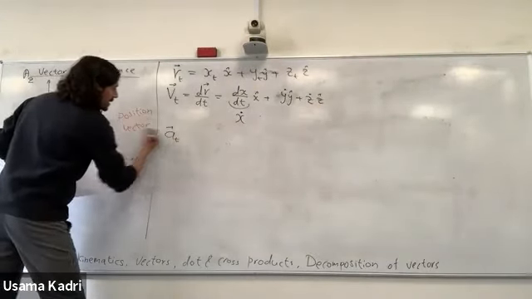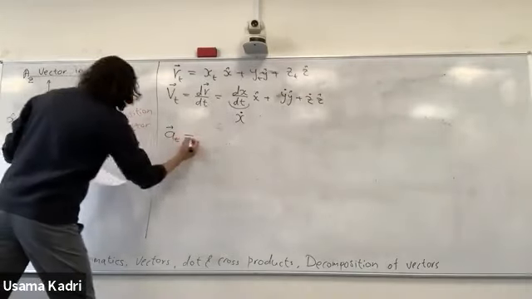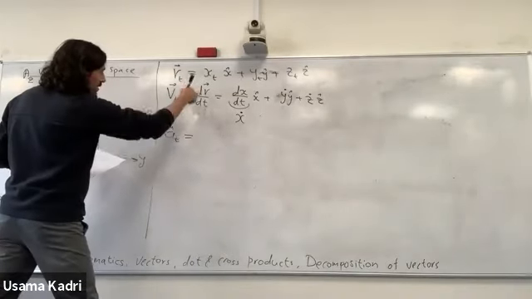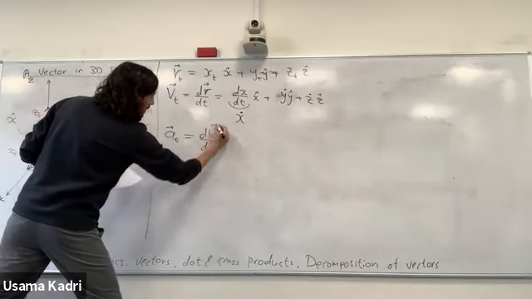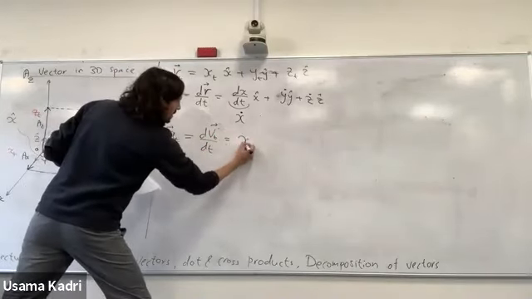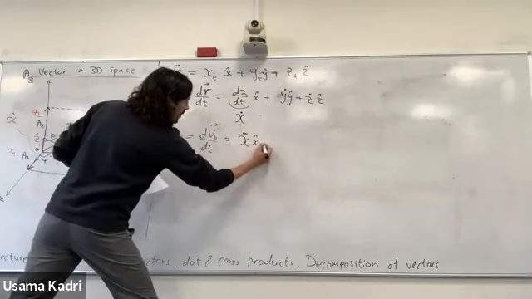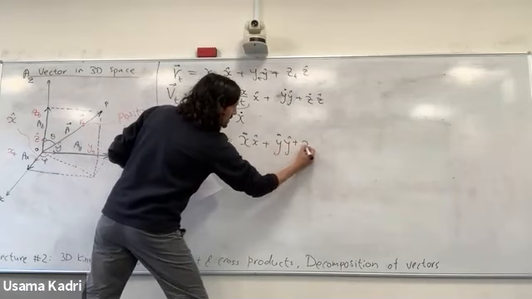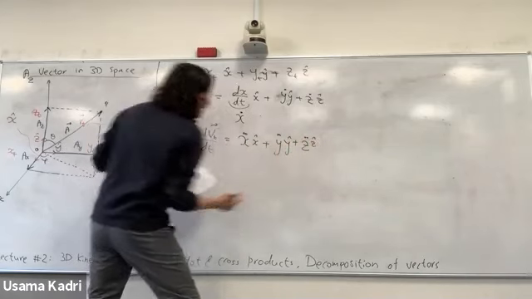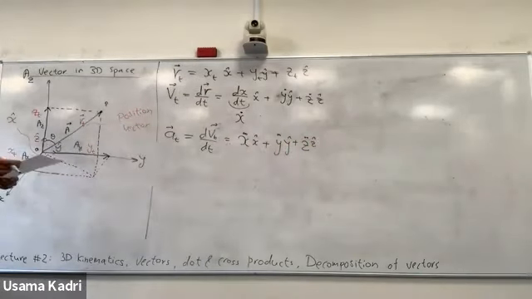And then the acceleration, now I can write as dv dt, and that gives x dot dot in the x direction plus y dot dot in the y direction plus z dot dot in the z direction.